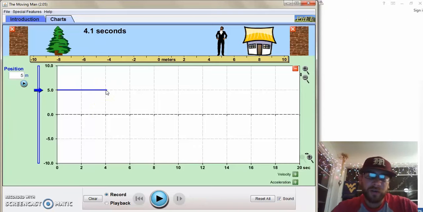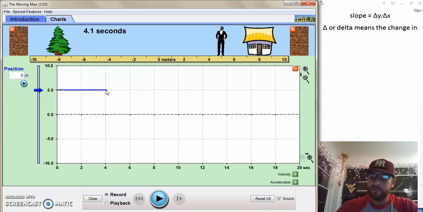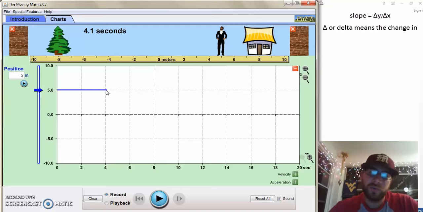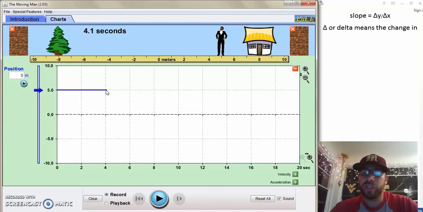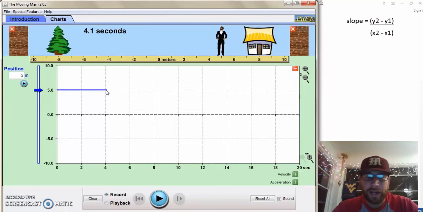The next equation that you guys probably are familiar with from math class is delta y over delta x. In this equation, that symbol delta means the change in. So we can also say this equation is representing the change in y over the change in x. Well, another way that we can write that is y2 minus y1 over x2 minus x1. What this is kind of representing is the second y coordinate minus the first y coordinate over the second x coordinate minus the first x coordinate.